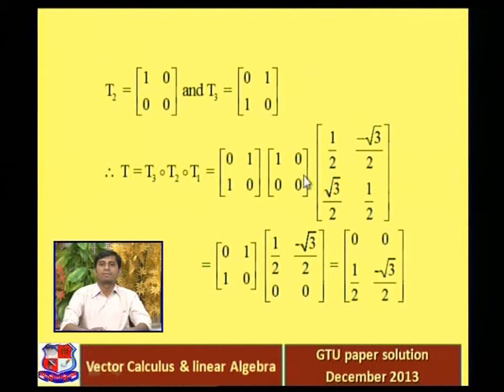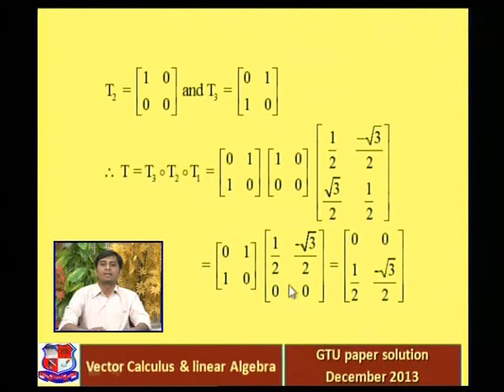We multiply the second and third matrix. The first element is 1 into 1 by 2 plus 0 into root 3 by 2, so we get 1 by 2. Then 1 into minus root 3 by 2 plus 0 into 1 by 2, so minus root 3 by 2. Then 0 into 1 by 2 plus 0 into root 3 by 2, so that is 0, and 0 into minus root 3 by 2 plus 0 into 1 by 2, so that is 0.